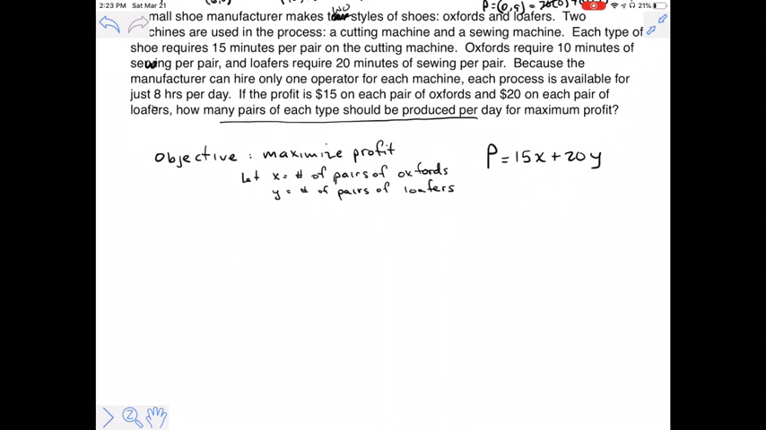Remember, that is not graphed. That function there, we're going to plug in the vertices of the feasible region to see which one's going to give us our maximum profit. So we have the objective function. Now we need to set up and graph our constraints, or those inequalities. So the constraints: x has to be greater than or equal to 0, y has to be greater than or equal to 0. We're not going to make a negative number of pairs of shoes.